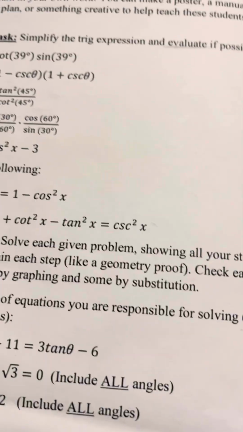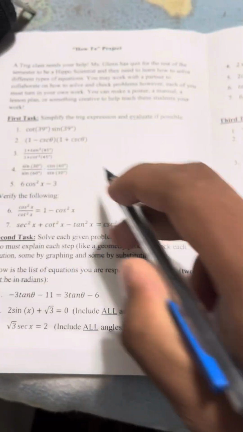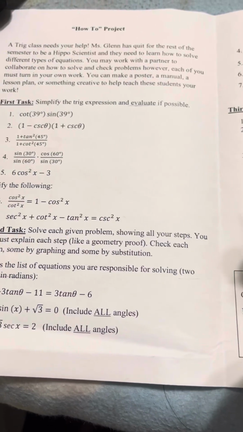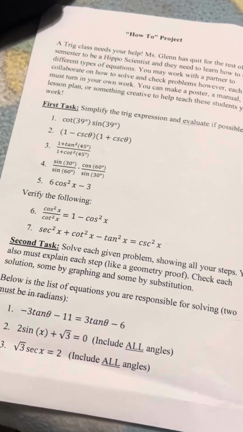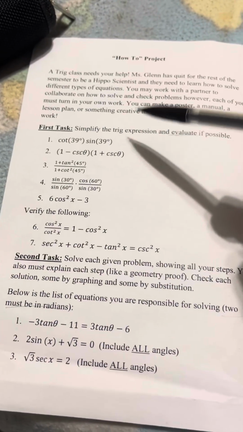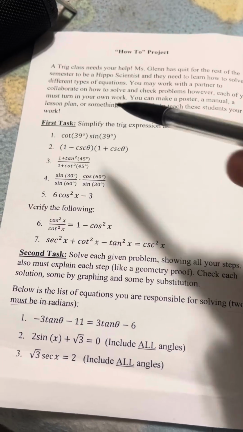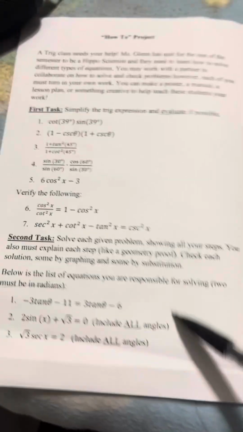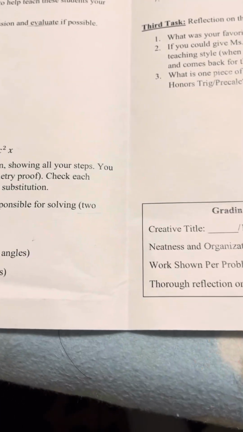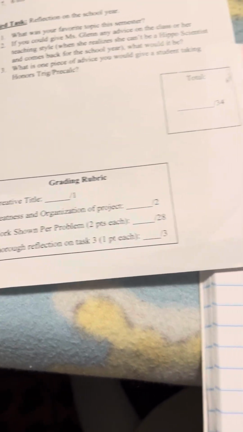So, currently, we'll be doing all of this because Miss Glenn is out, and I gotta fill the shoes. So, today, we will do 1 through 7 and 1 through 7 of both tasks. Let's start with our first problem.